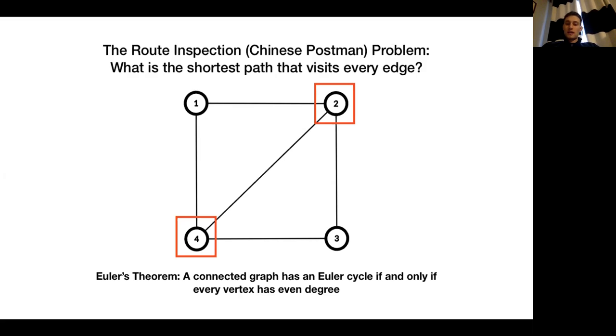And so the route inspection problem at its heart becomes a question of how can we optimize this duplication of edges? How can we basically repeat certain streets or certain edges at minimum cost?